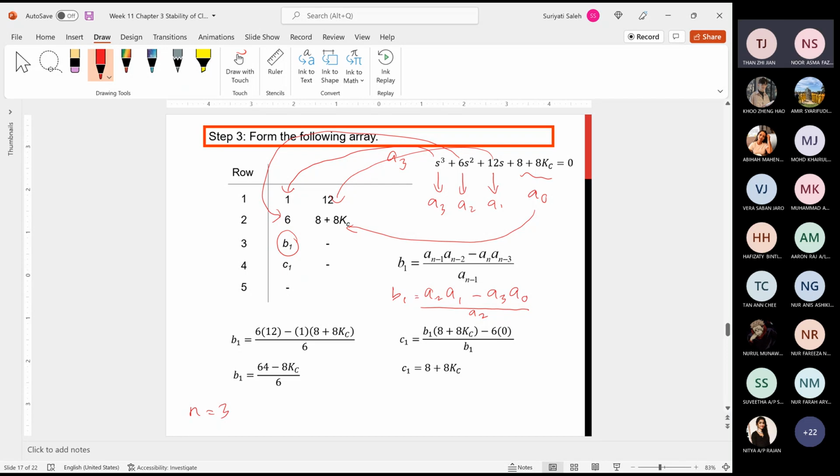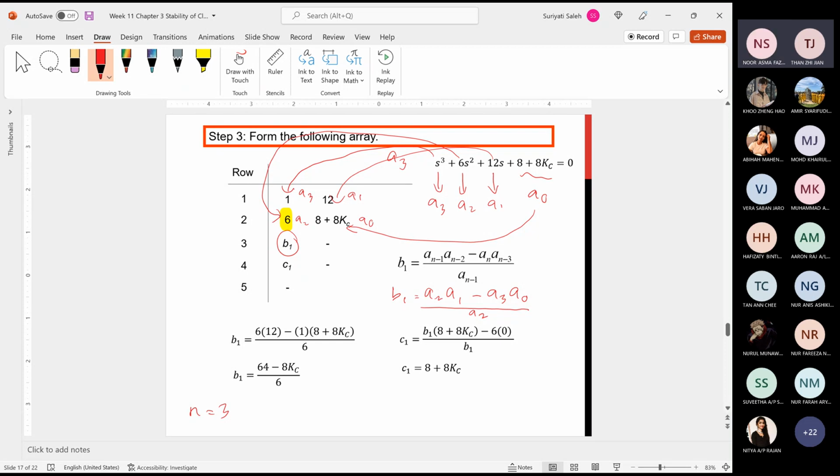Again, the n represents the highest power of your S. So for this part, based on the polynomial form, the highest power of the S will be 3. So the n equal to 3. So we just substitute n equal to 3 inside the equation. You get A2 multiplied with the A1 minus A3, A0 divided by A2. So what is your A2 here? This is the location of your A2. So this A2, this is A1, A3, A1, and A0.